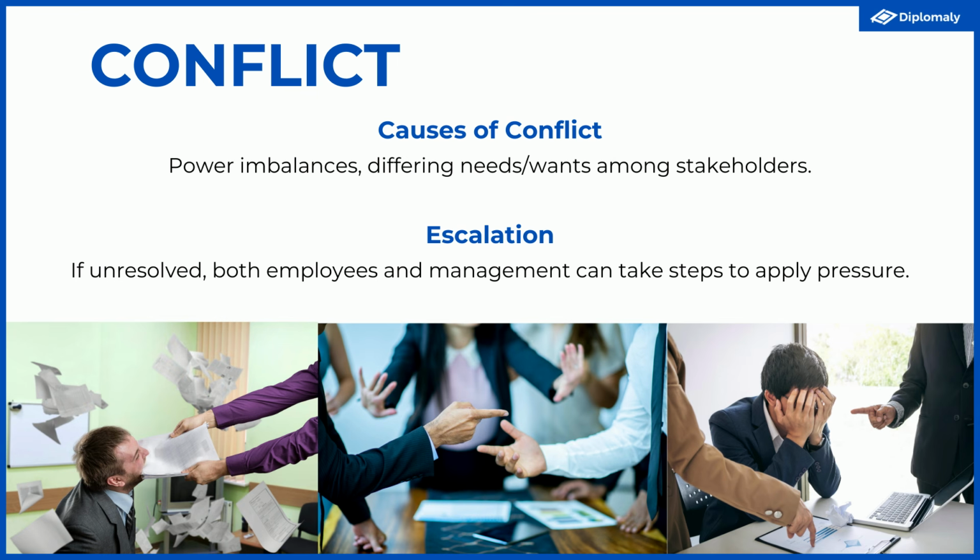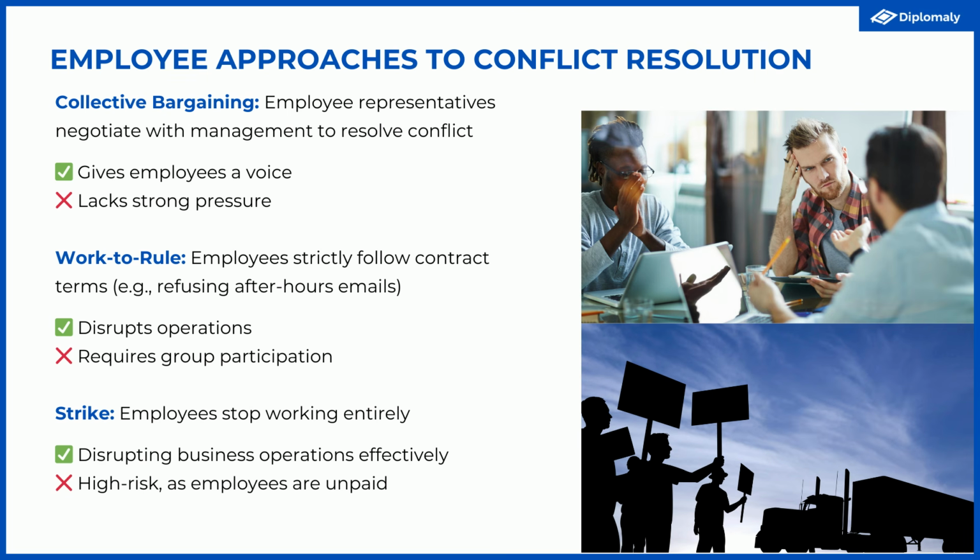Employees have 3 ways to do this. The first is collective bargaining, which is a process where representatives of both sides get together to discuss the causes of the conflict. Here, the goal is to quickly resolve the conflict. Employees are given a collective voice to explain their concerns, but this method doesn't put much pressure on senior management compared to other methods.